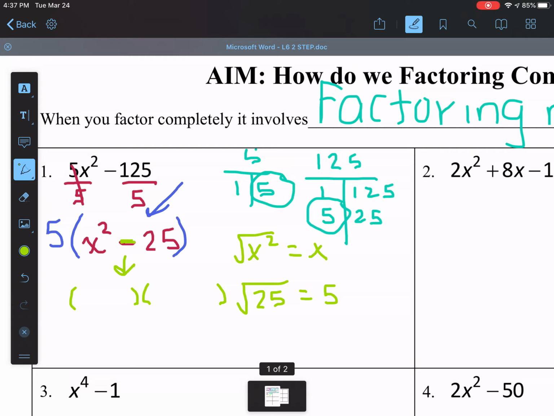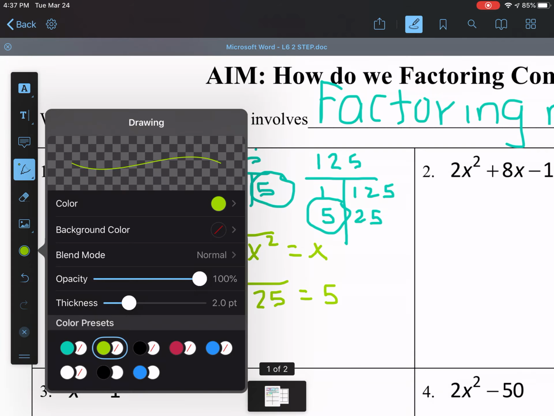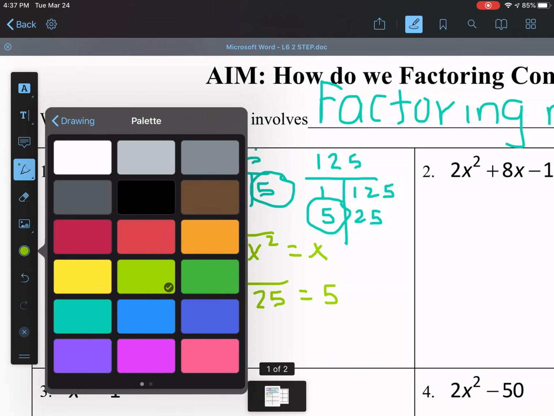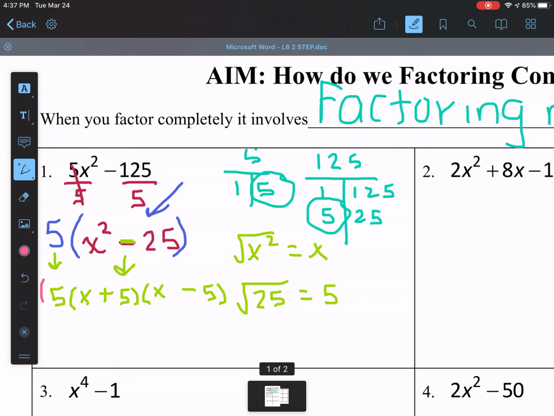okay? You're going to do x and x in the front, and then 5 and 5 in the back. And then whenever it's difference of two squares, it's 1 plus and 1 minus, okay? And then you still have to bring down that 5 from the beginning because he didn't go anywhere. Remember, he just stepped outside. He's still there, okay? So this right here is your final answer, okay?